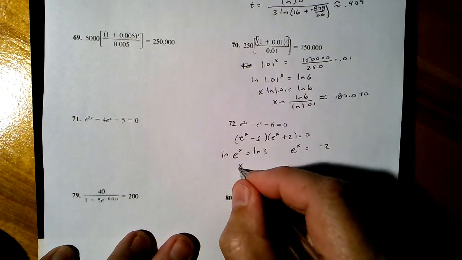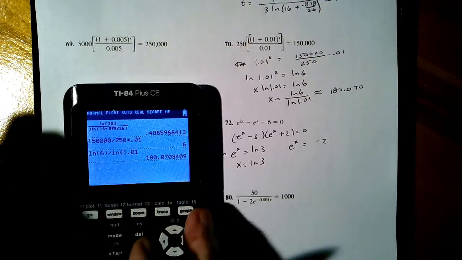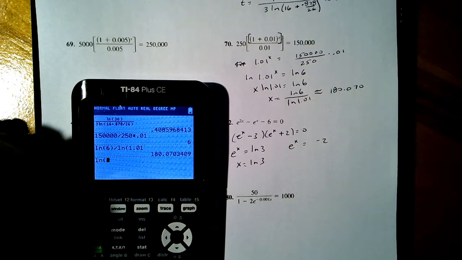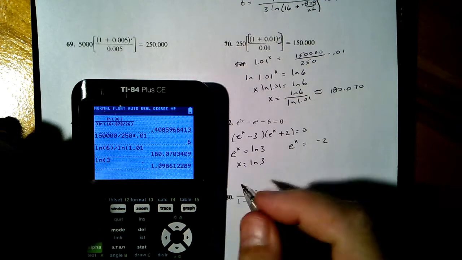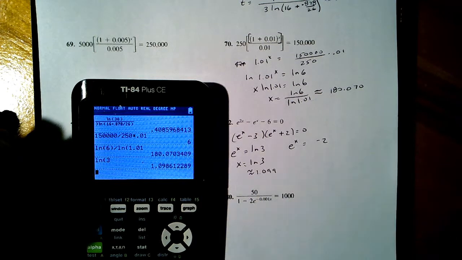ln, this is just x equals ln 3. ln 3, the exponent that turns e into 3. Approximately 1.099.